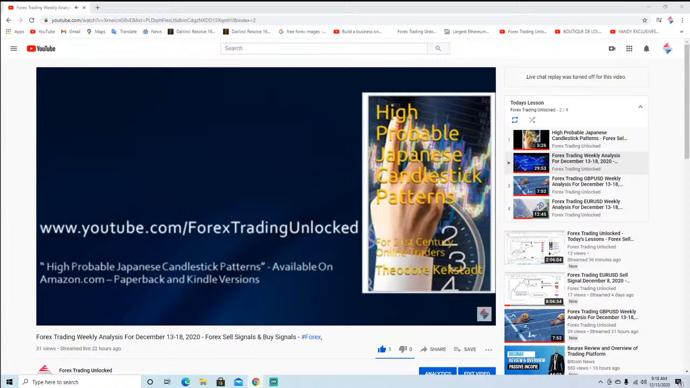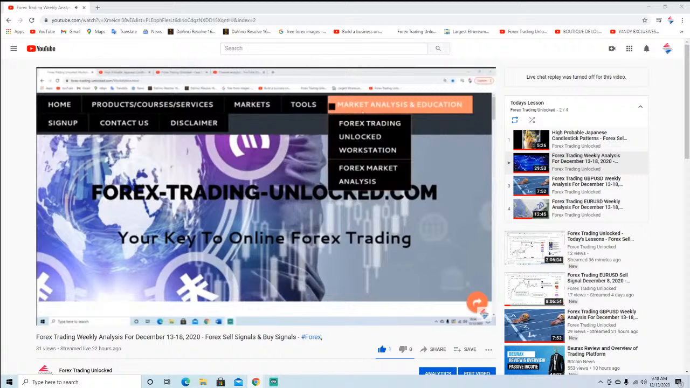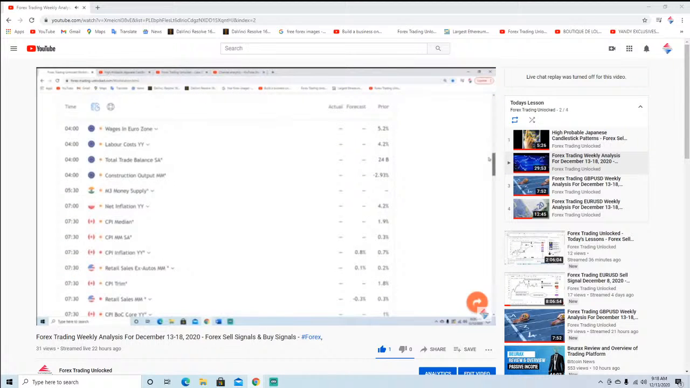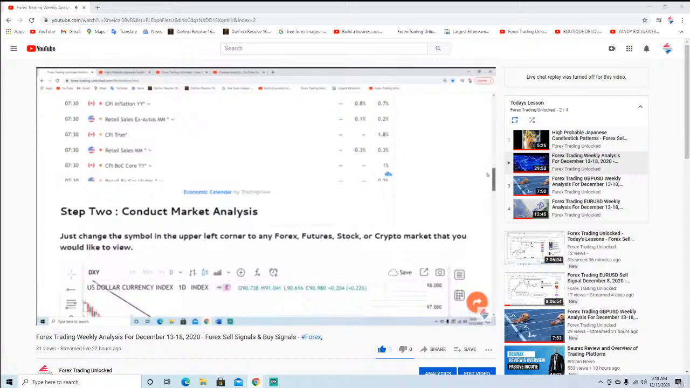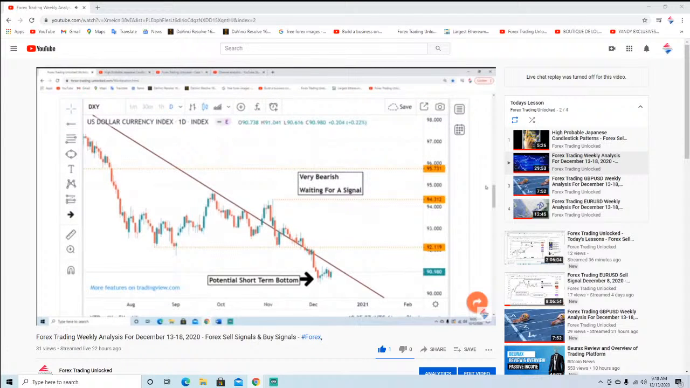And without further ado, let's go to our live screenshot here. We have the forex-trading-unlocked.com website pulled up already, and from our market analysis tab, we've pulled up the workstation page. That's already prepared. We're going to skip past the economic numbers. Now, there are a bunch of numbers for the euro, the pound, and the US dollar and the yen, but I wouldn't say they're mostly medium economic numbers.